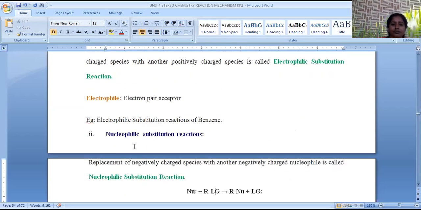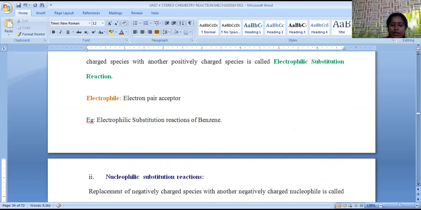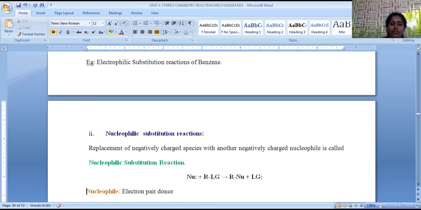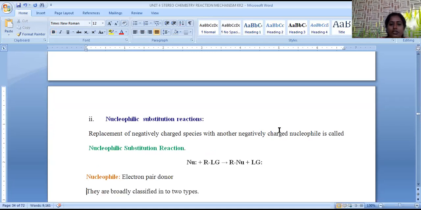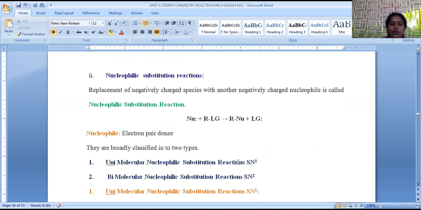Nucleophile stands for electron pair donor. Electron pair donor is called a nucleophile. So if one nucleophilic functional group is replaced with another nucleophilic functional group, that is called a nucleophilic substitution reaction. The simple example is R-leaving group when treated with a nucleophile. Here the leaving group is replaced with the nucleophile, and the leaving group is eliminated as a byproduct. This is called a nucleophilic substitution reaction. Nucleophile is nothing but an electron pair donor.